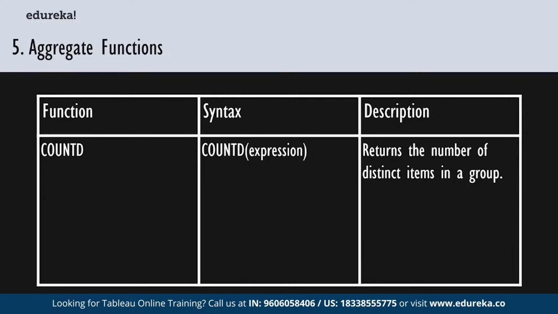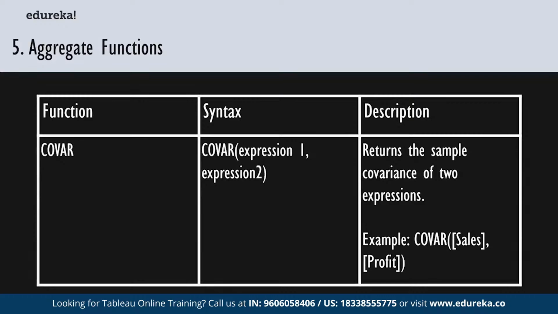And then we have count_d, which returns the number of distinct items in a group, which basically means that if a certain item is there twice in a certain group, count_d is going to count it as one item. Then we have the covariance expression. This basically returns the sample covariance of two expressions.